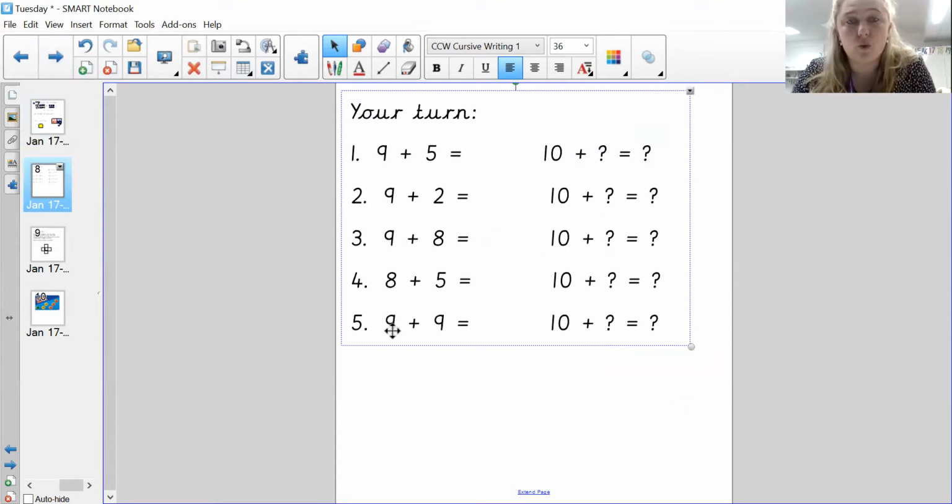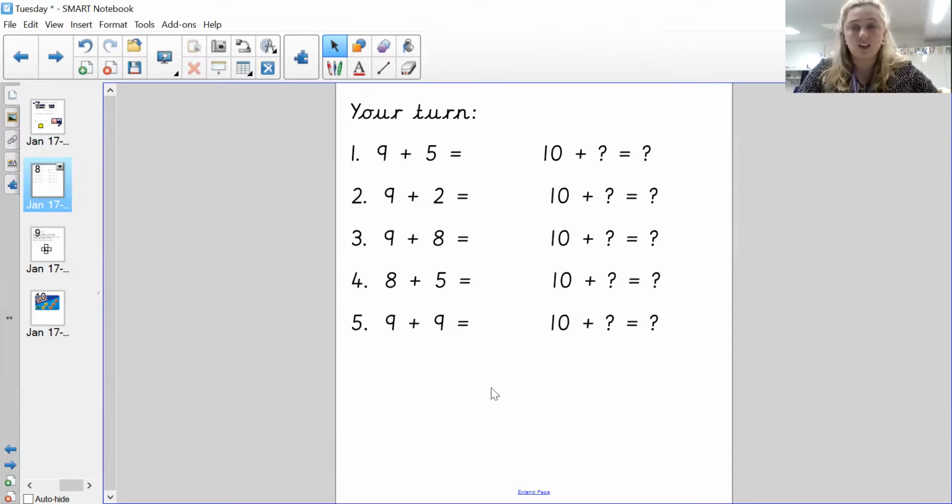Okay, now it is your turn for real. Here are 5 questions, and each of them is a little bit tricky, and I would like you to write the number sentence of how to make it easier. So the first thing you're going to do is write the number 1 and then write 9 plus 5. Now you can draw tens frames if it helps you, but I then want you to write the 10 plus something sum to make it easier for you to add. And then you're going to write the answer at the end, okay?